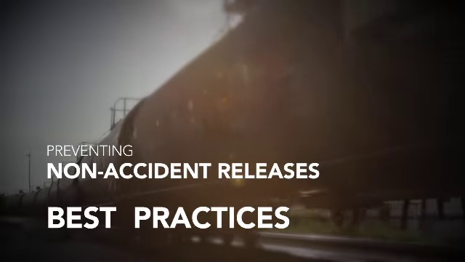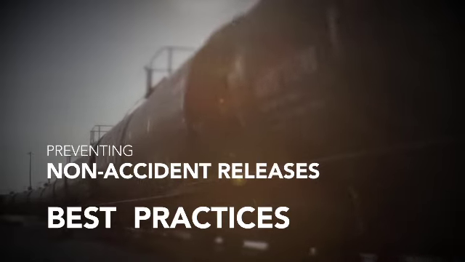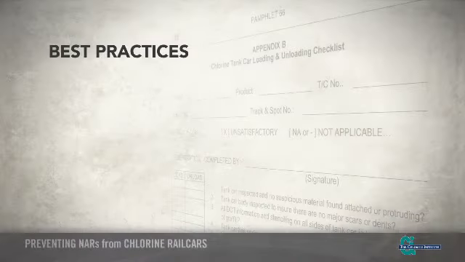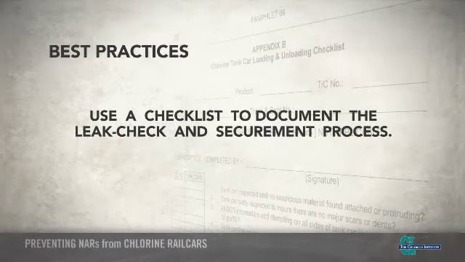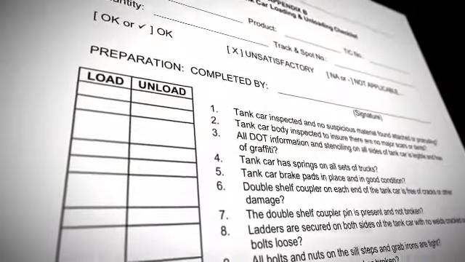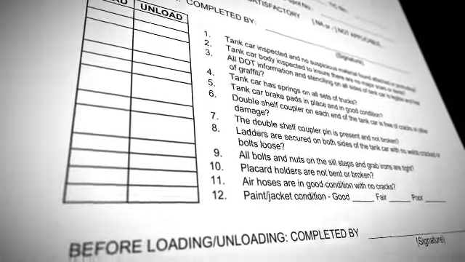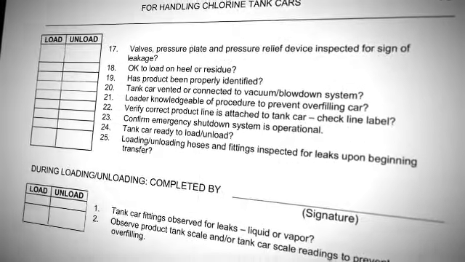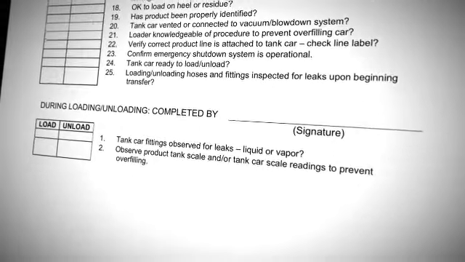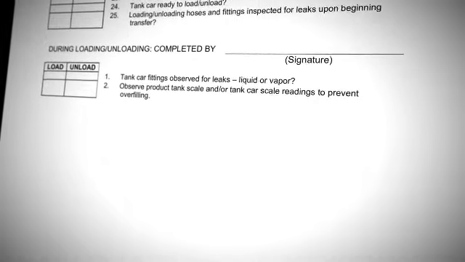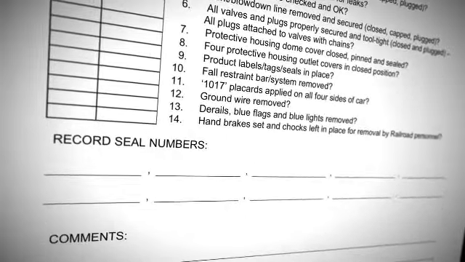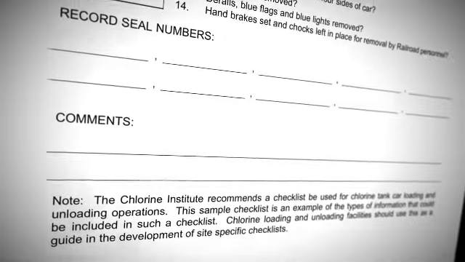Here are the best practices identified by the Chlorine Institute for securing chlorine railcars that will prevent chlorine NARs. Use a checklist to document the leak check and securement process. A checklist is a valuable tool to help standardize the leak check process and to make sure steps are not omitted. The Chlorine Institute has developed checklists and various guidance tools that can be made available to users. Be sure your procedures and checklist include the following critical steps for securing chlorine railcars.